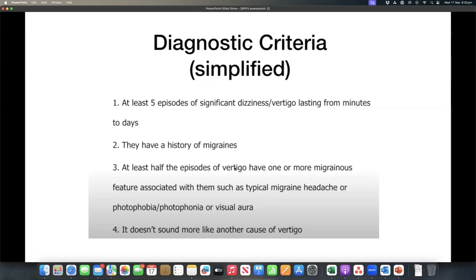Half the migraines have vertigo, and will have other typical migraine symptoms: sensitive to light, sensitive to sounds, aggravated by exercise. And it doesn't sound like another cause of vertigo. So yeah, obviously rule out other causes of vertigo.